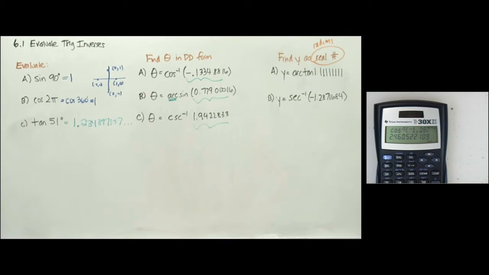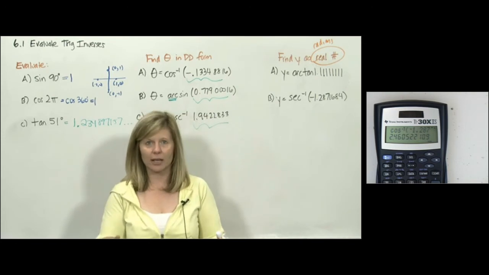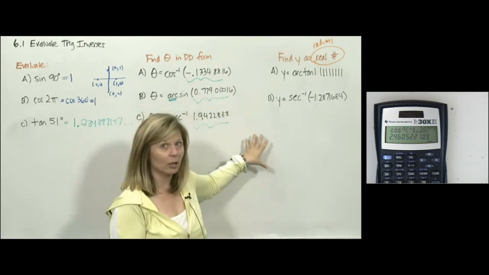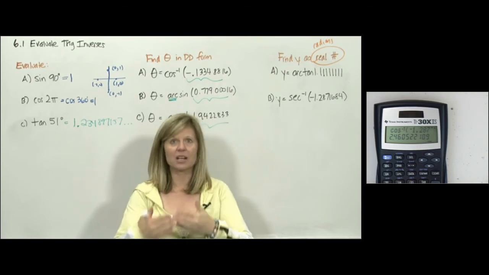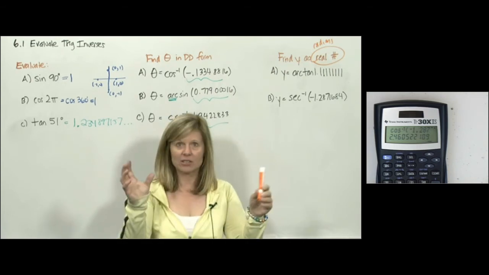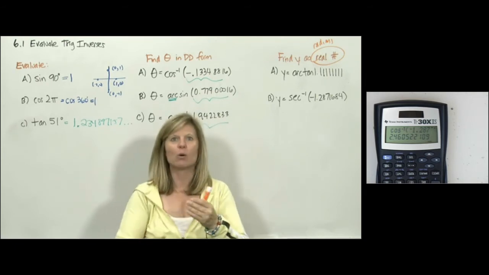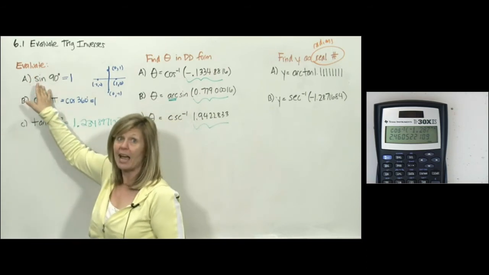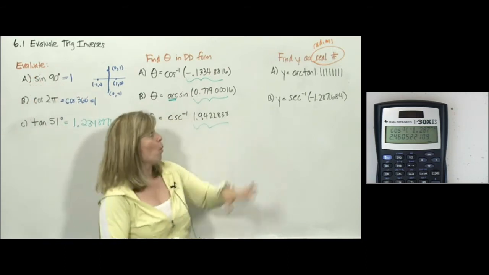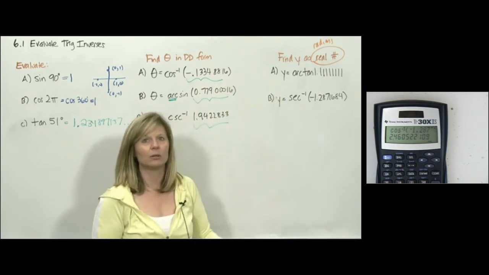Okay, I'm going back to the board. So I've just reviewed with you how to use your calculator to find a missing angle, which is really doing an inverse, the opposite of what we're used to doing. And that's the big key. I'm trying to make sure you understand what the word inverse means. We're doing the opposite of what we normally do. When we evaluate a trig function, I usually give you the angle, you get me the number. When we evaluate a trig inverse, I'm giving you the number, you're getting me an angle.